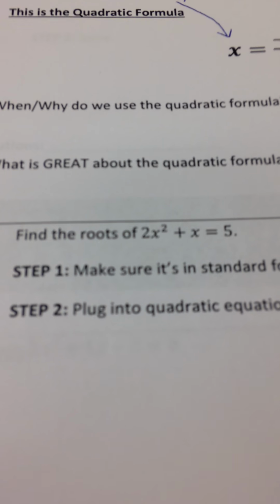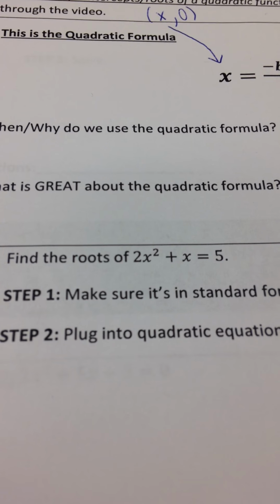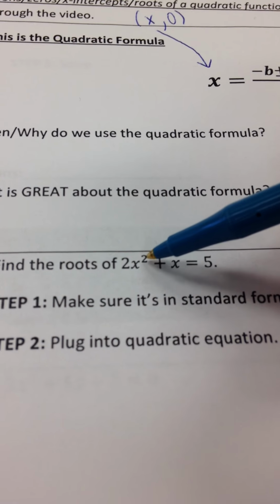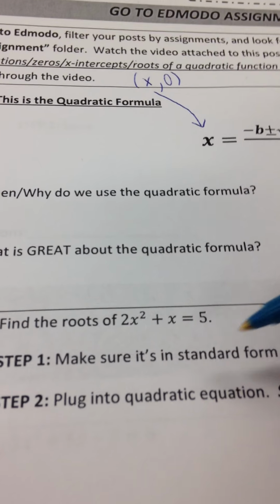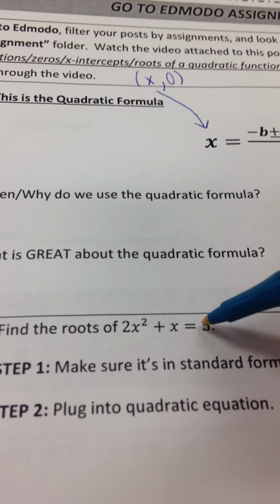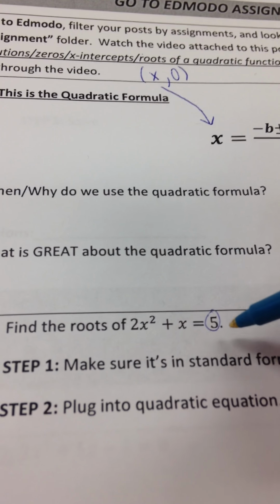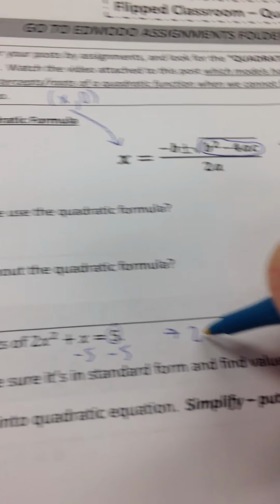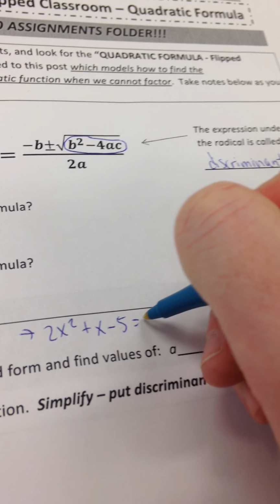Okay? So we're going to jump right into the first example. The first example says to find the roots of 2x squared plus x equals 5. So I know that this is a quadratic function because of the x squared, and there's no other degree higher than 2. So the first step is to make sure that it's in standard form. And this is not in standard form because this 5 has to be on the other side of the equation with the rest of the equation. So to make this 5 go to the other side, we're going to subtract 5 from both sides, and that's going to give us 2x squared plus x minus 5 equals 0.